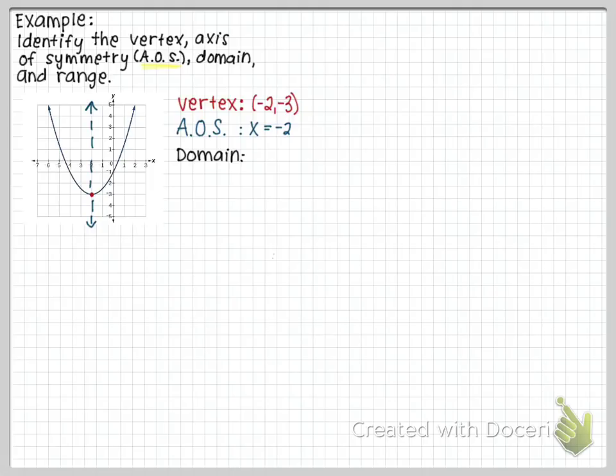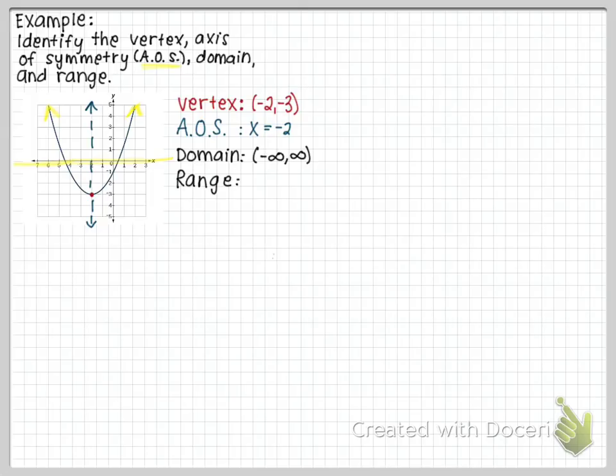And then domain. My smallest x value, remember see this arrow right here on both sides? It's going to go on forever in this x direction, forever both directions because of those arrows. So my domain is -infinity to infinity. It never stops in both directions, goes on forever.